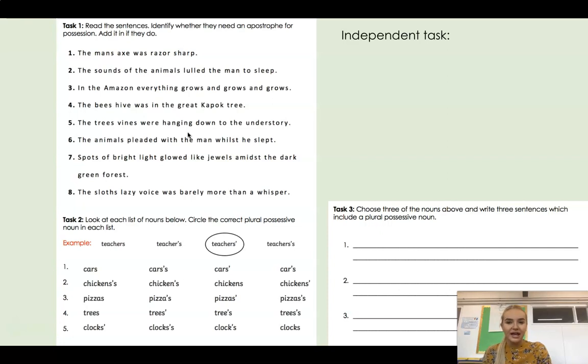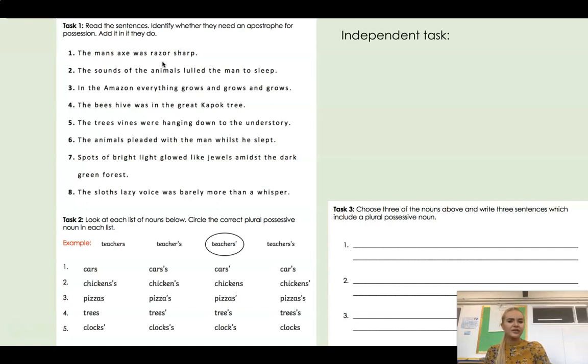Now your job today is to read the following sentences 1 to 8. Do exactly what we've just done there. Identify whether they need an apostrophe for possession and add it in if they do. A little bit of a tip here, year 4. Not all of these sentences need an apostrophe. You need to read them, and if you find your noun that ends in S, you've got to think, do they have possession over everything? And if they don't, you can leave it, move on to number 2 or number 3 or number 4 or even number 5. But if they do own something, that's where you need to put your apostrophe in.